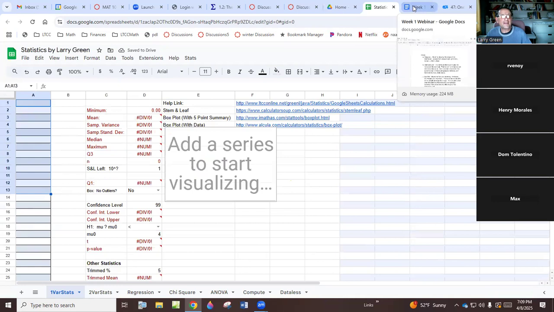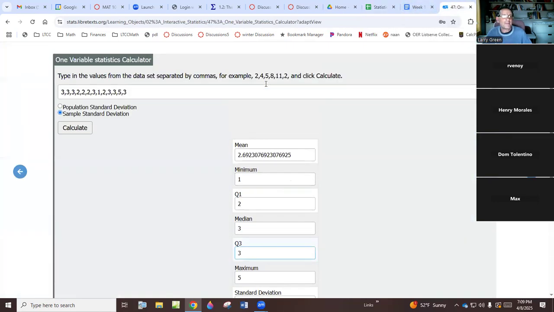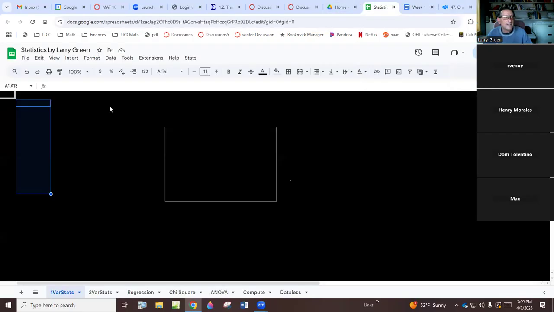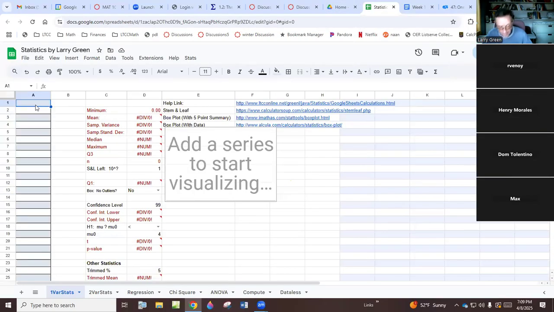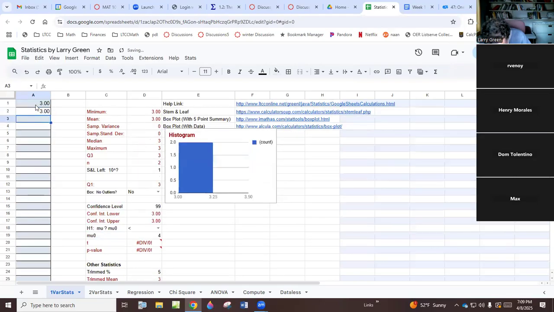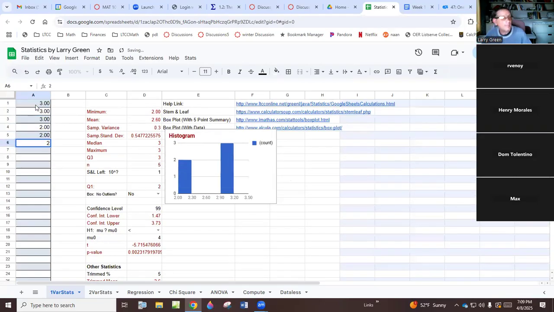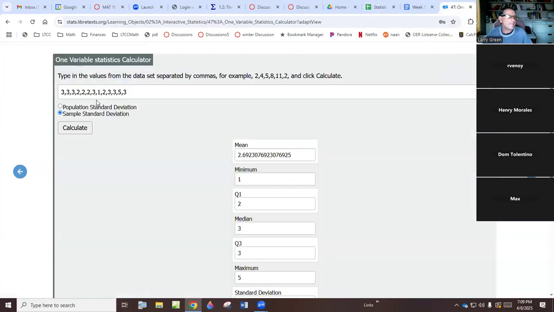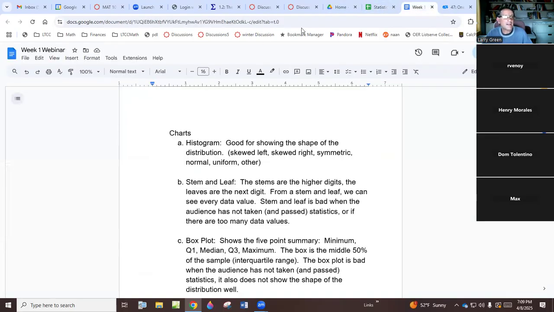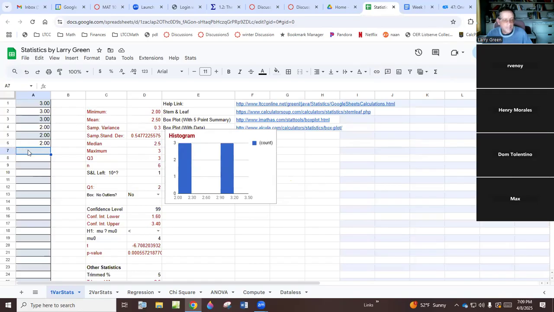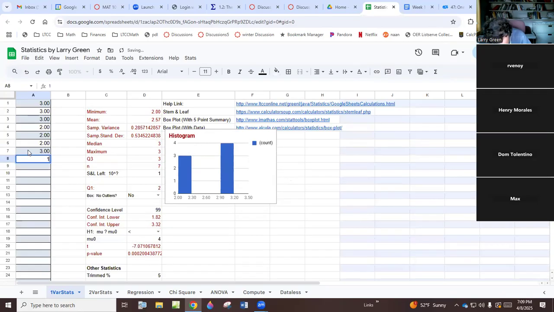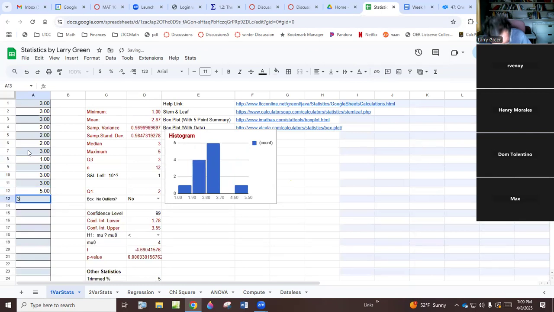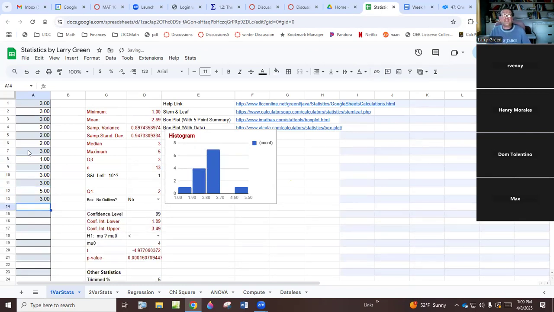Then what I'm going to do is put in this data. 333, 222. Let me read some more. 312, 3353. Any questions on entering the data?